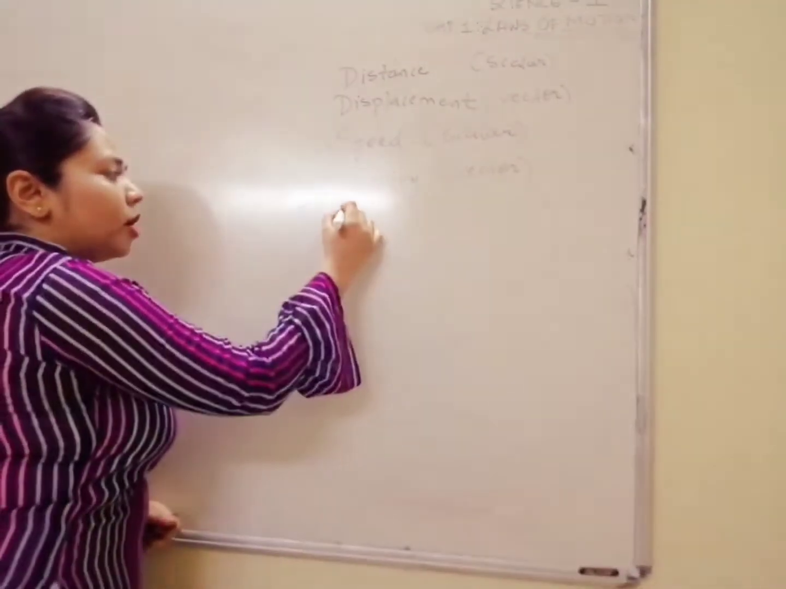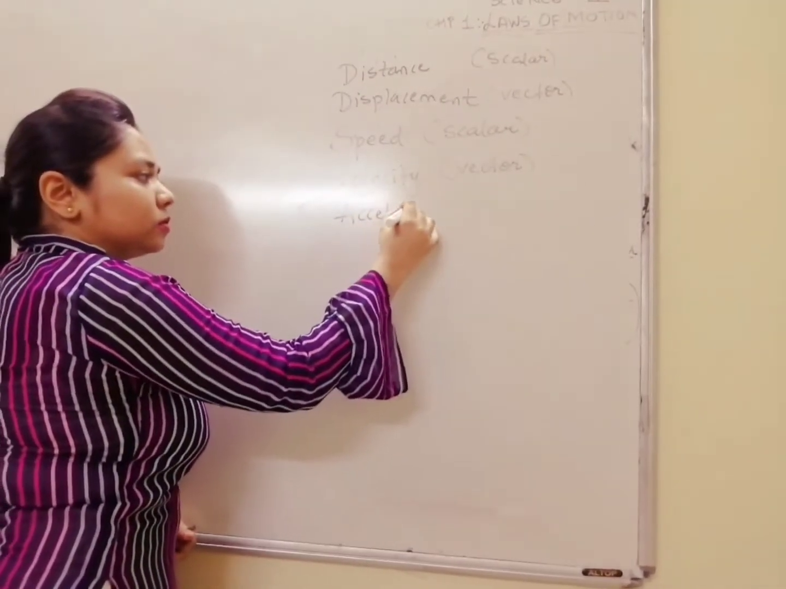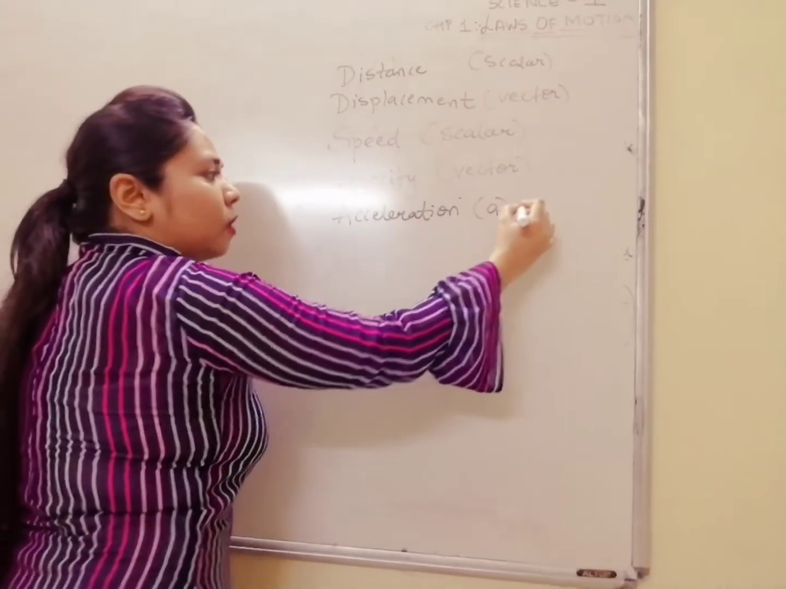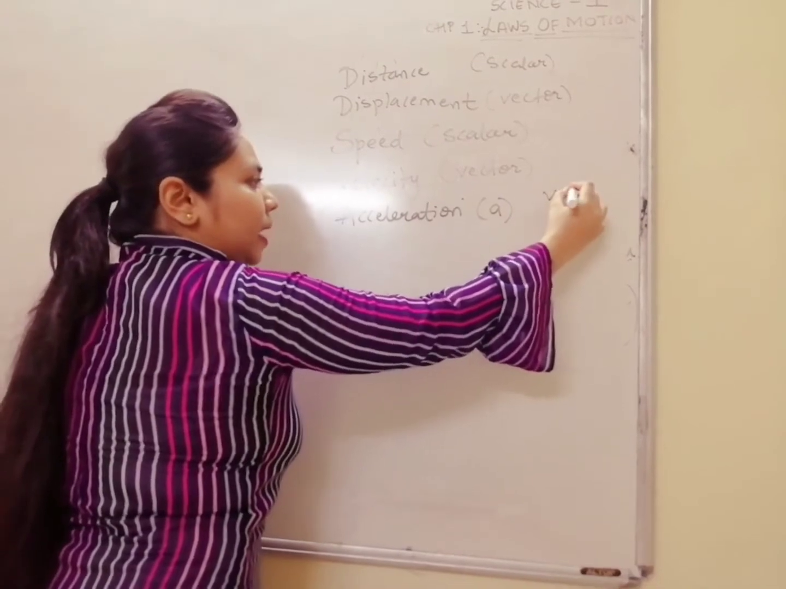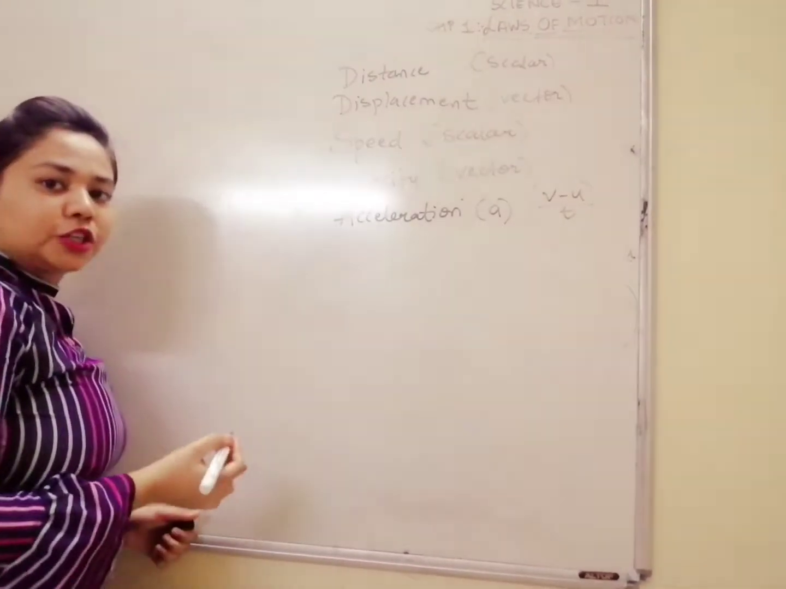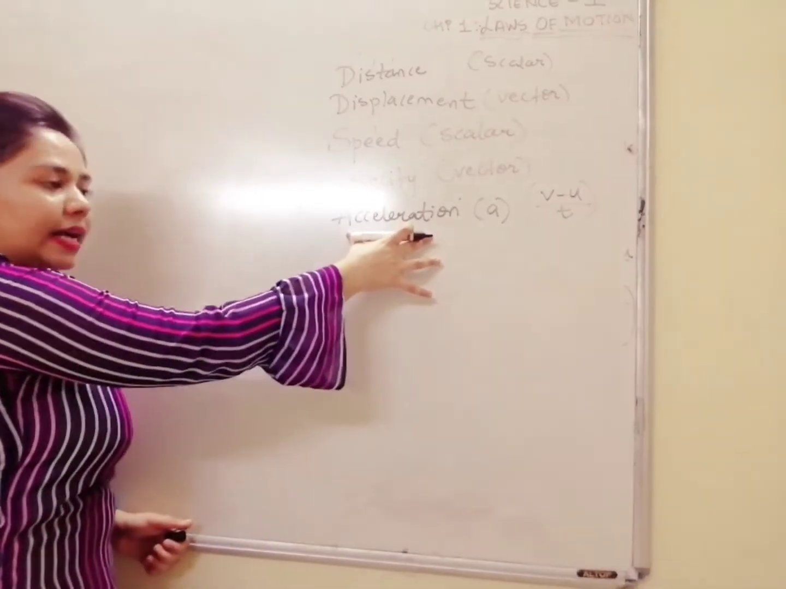Then we studied what? Acceleration, small a. What was it? V minus u upon t. The rate of change of velocity is nothing but acceleration.